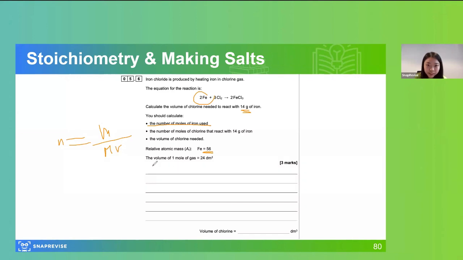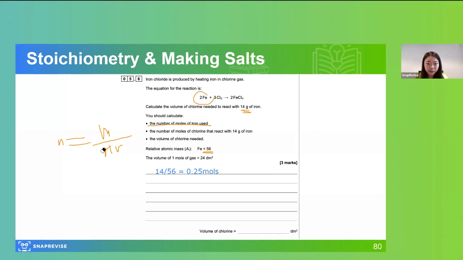Maybe I should type this out. That's going to give you 14 divided by 56. That's going to give you the moles of 0.25. That's iron. So that's the first step.